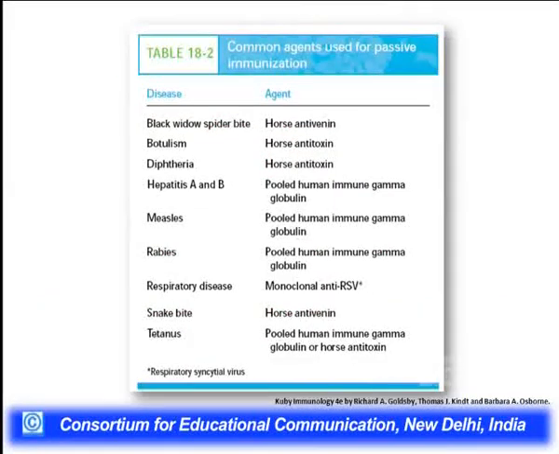Now, the various diseases which can be treated with passive immunization through injections include the black widow spider bite, which can be treated with antibodies originating from horse antivenom. Then botulism, diphtheria, hepatitis A and B, measles, rabies, respiratory diseases, snake bite, and tetanus. So all these are the various diseases for which passive immunization can be given.